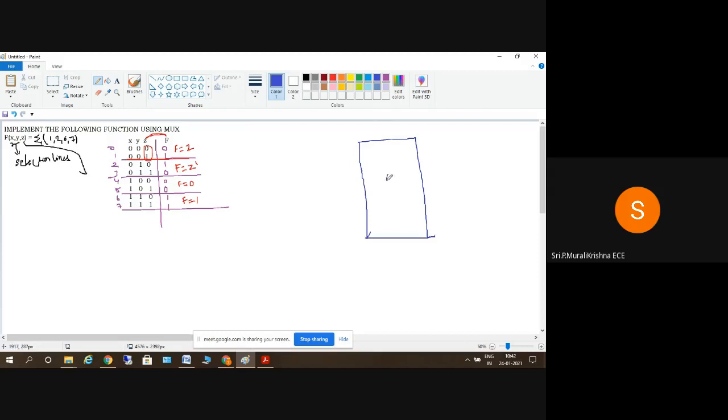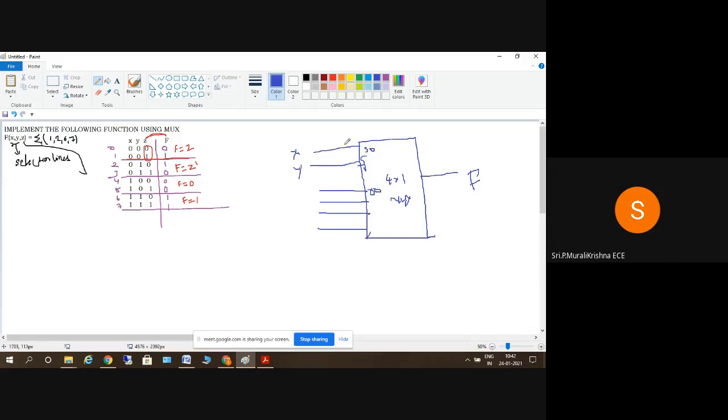So, the 4:1 multiplexer. We'll have only one input, that is f, and two selection lines, x and y. With the help of these two selection lines, we'll get four input combinations here. So x, y is 0, 0 for the selection lines.